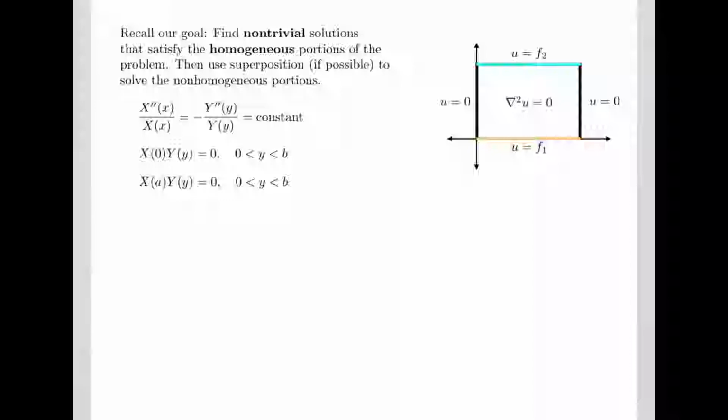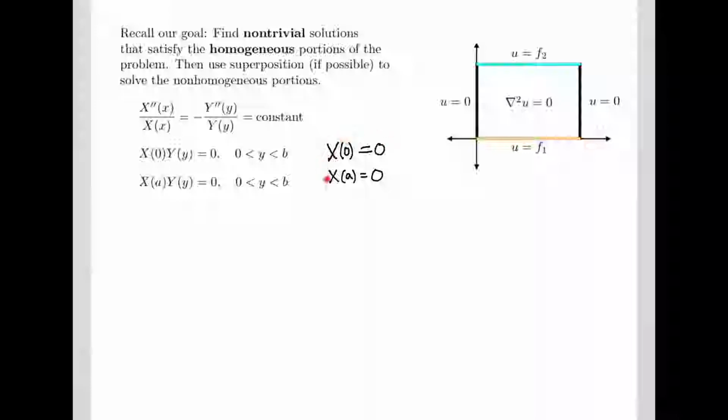Let's focus on our homogeneous boundaries. So we've got when x equals 0 and when x equals a, this function should equal 0. That corresponds to x of 0 times y equals 0, and x of a times y is supposed to equal 0 on those boundaries. But we want x times y itself to be non-trivial. And so the consequence of that is our boundary condition becomes just in terms of x.